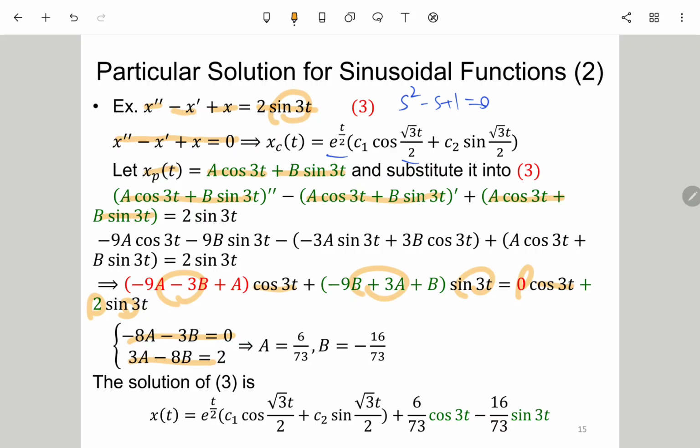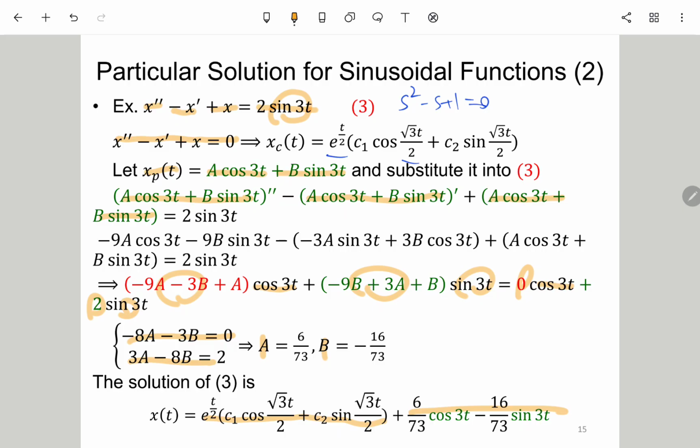And then, two equations with two unknowns, you are able to solve for a and b. Finally, this is the complementary solution, or the homogeneous solution, xc of t, and this is the particular solution. You just follow the steps, although the computation can be quite tedious.